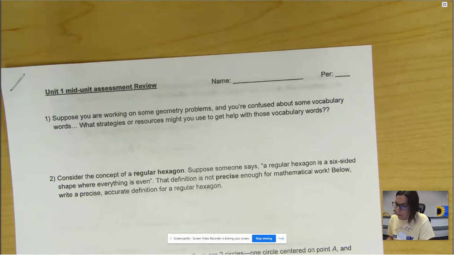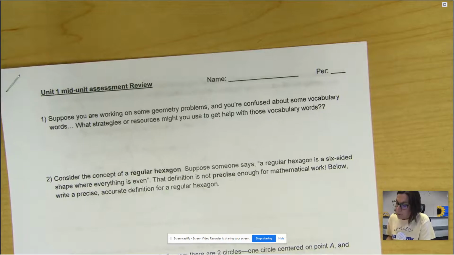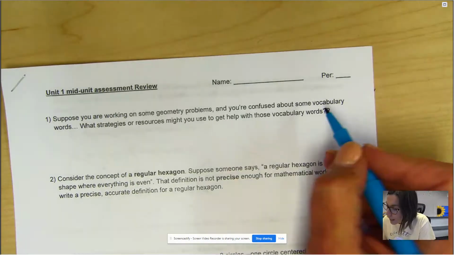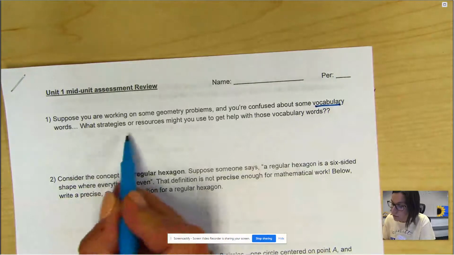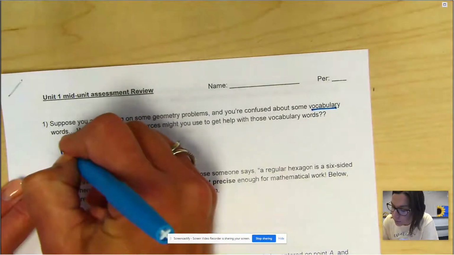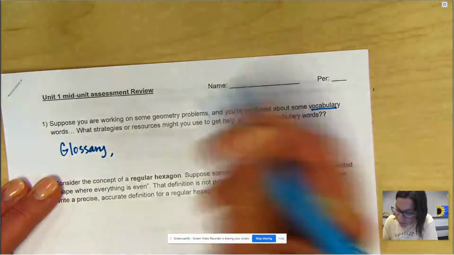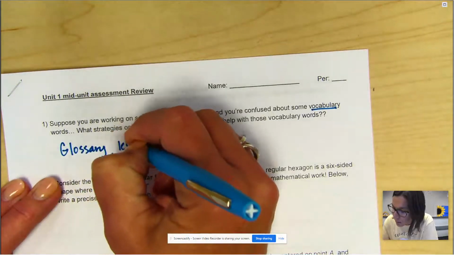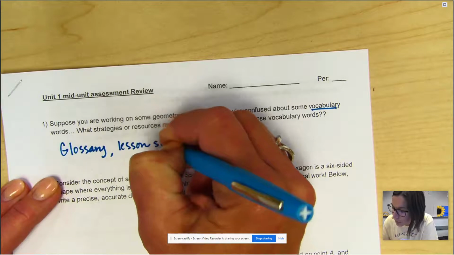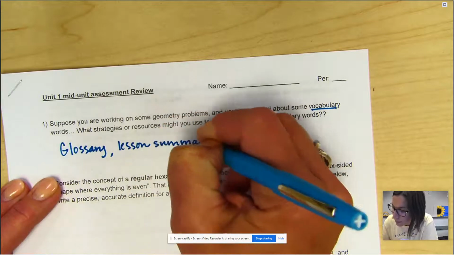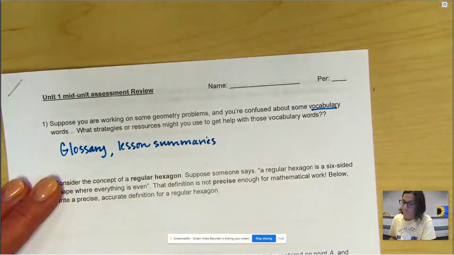So number one, suppose you're working on some geometry problems and you're confused about vocab. What strategies or resources? How about your glossary in the back of the book? Also, a good place is the lesson summaries at the end of each lesson. They have really good notes there.